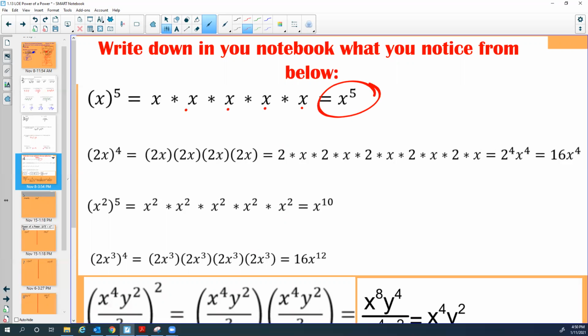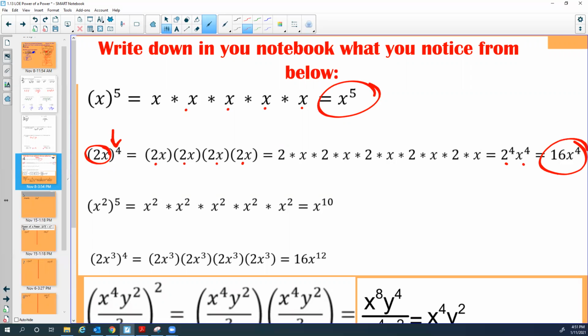So what happens when I have 2x in parentheses and I see it's going to the 4th power? What does that mean? Well, what that means is I'm taking everything inside here and I'm multiplying it by itself 4 times. 2x times 2x times 2x times 2x. Well, really, that means that I'm going to end up doing 2 times itself 4 times and x times itself 4 times to give you the answer 16x to the 4th.